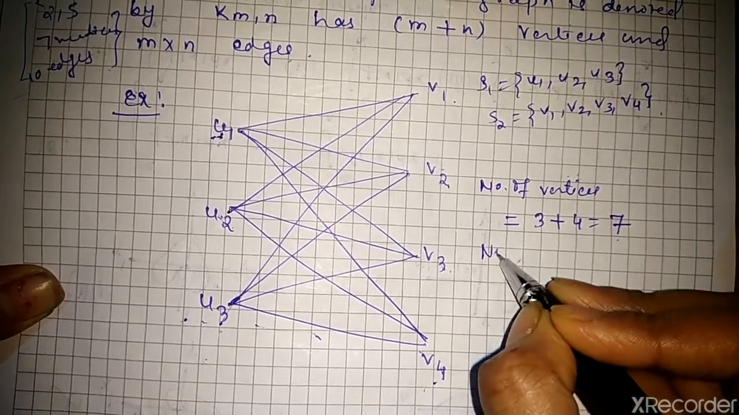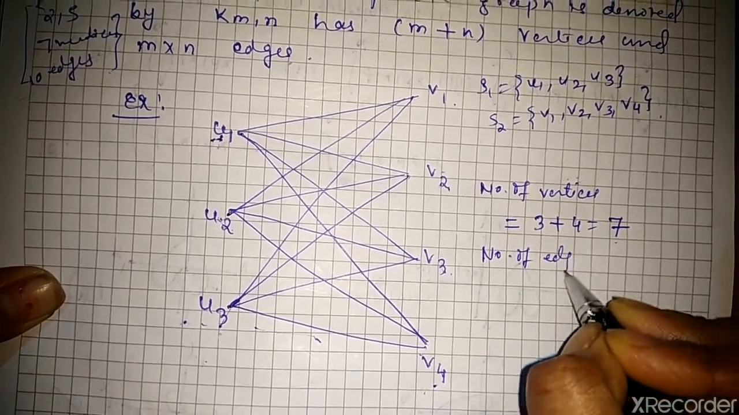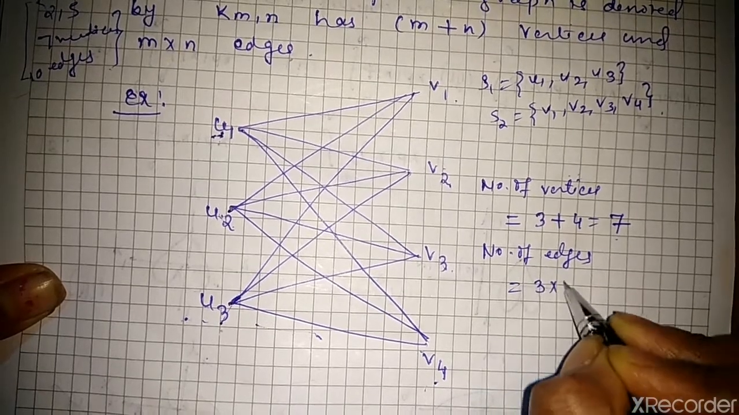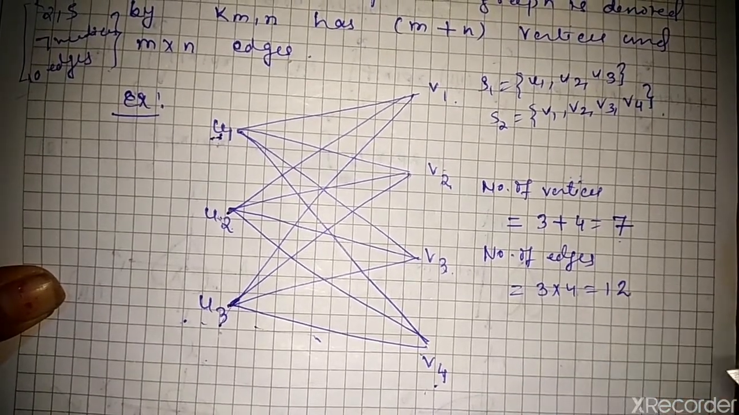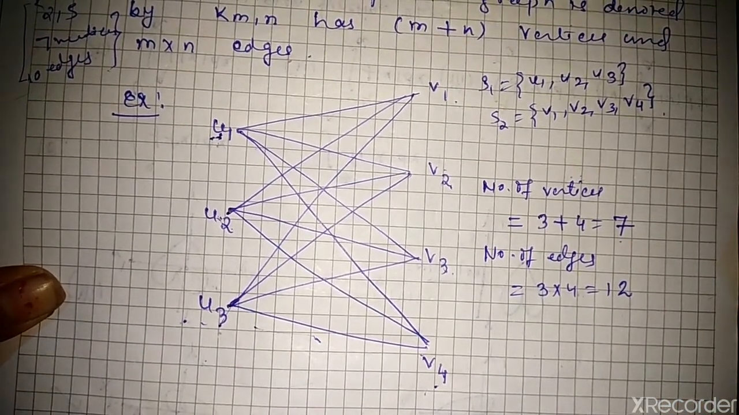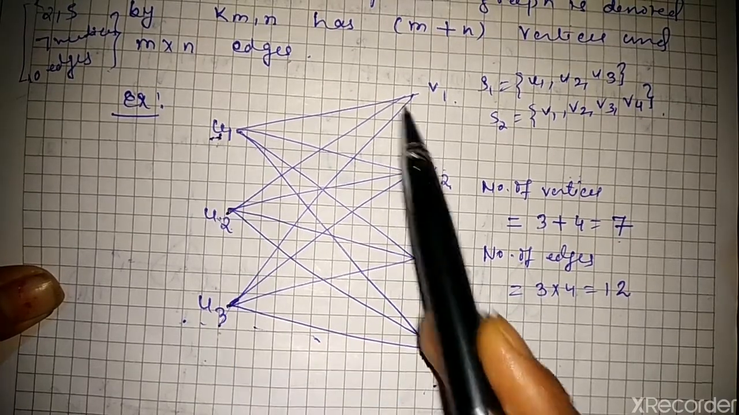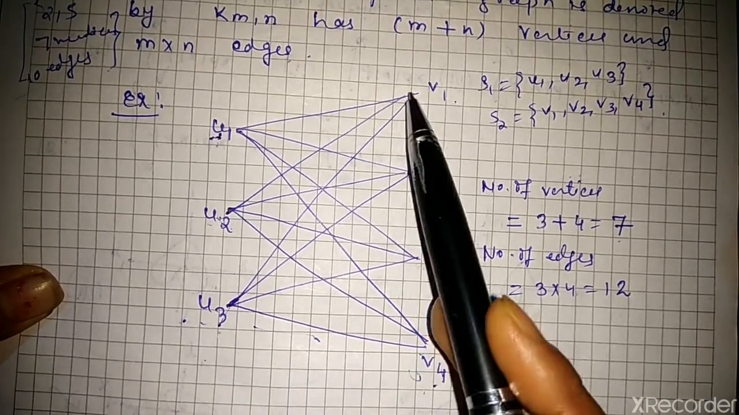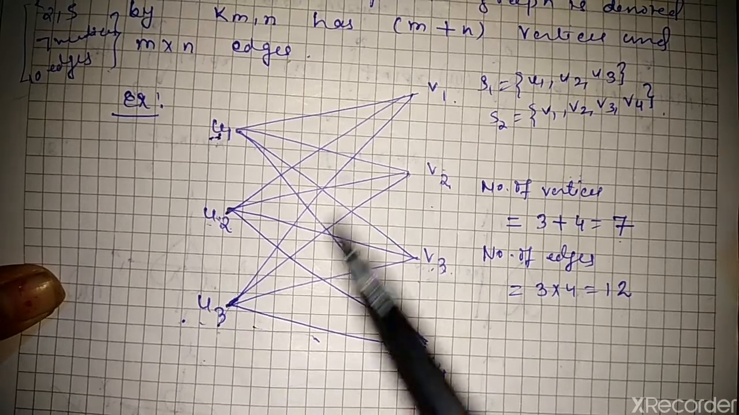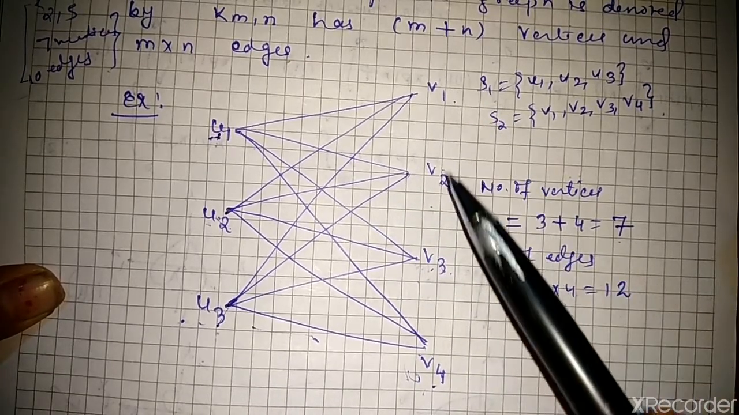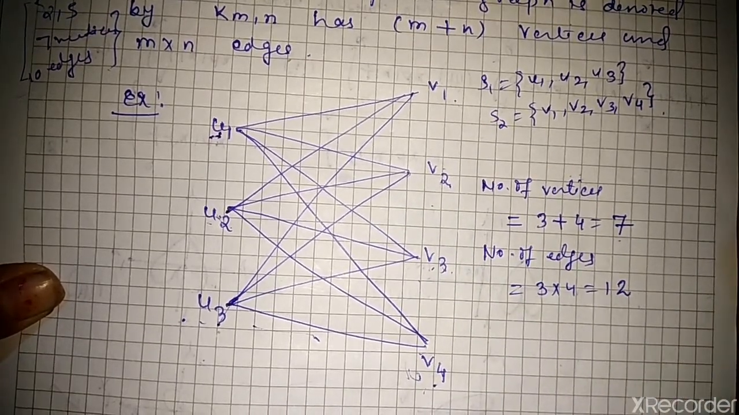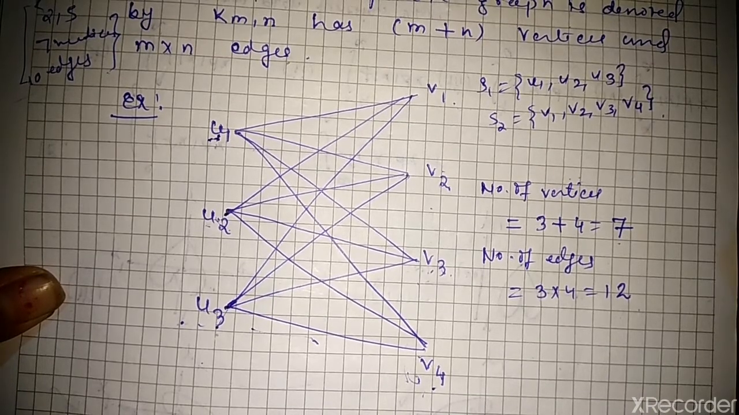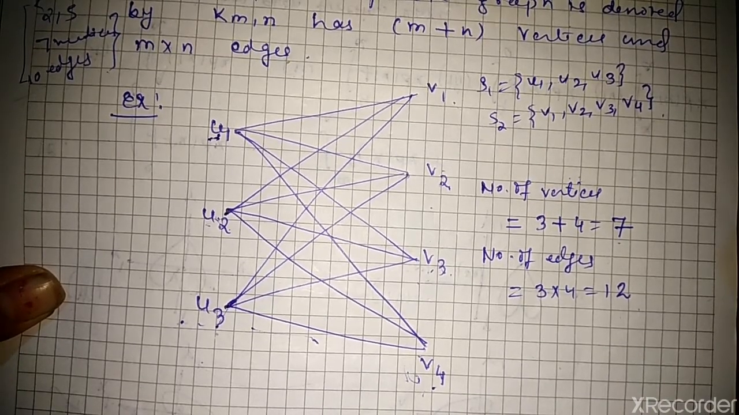Next is the number of edges. This is 3 into 4, that is 12. Let us see how we calculate this. U1 is connected with 4 elements, U2 again with 4, and U3 again with 4. So 4 into 3, that is 12. So here we get the number of vertices and the number of edges in this way.